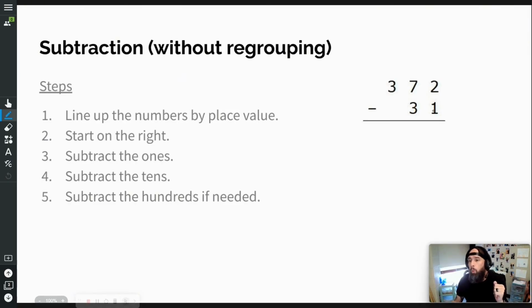2 minus 1 is 1. Write it underneath the line. 7 minus 3 is 4. Write it under the line. And 3 minus nothing is 3. Write it under the line. So 372 minus 31 is 341.